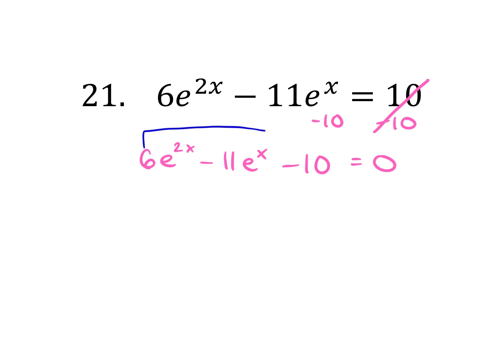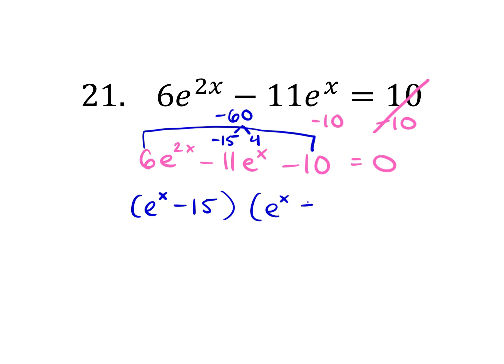So I'm going to multiply the first times the last. So we get negative 60. What are two factors of negative 60 that add to negative 11? Is it 15 and 10? So negative 15 and 4. So we have e to the power of x minus 15 and e to the power of x plus 4.